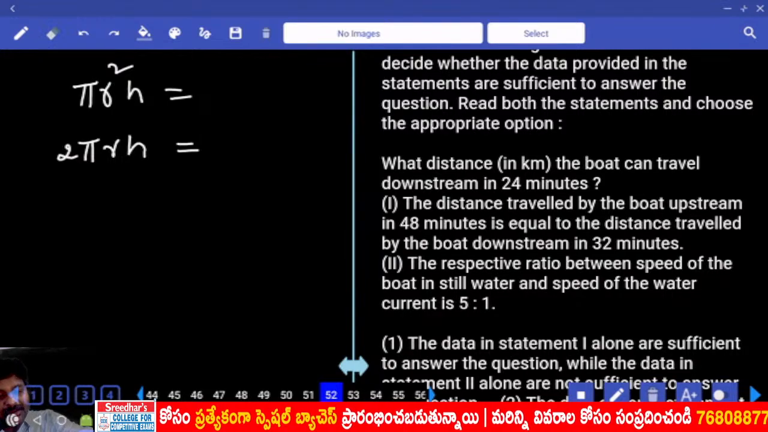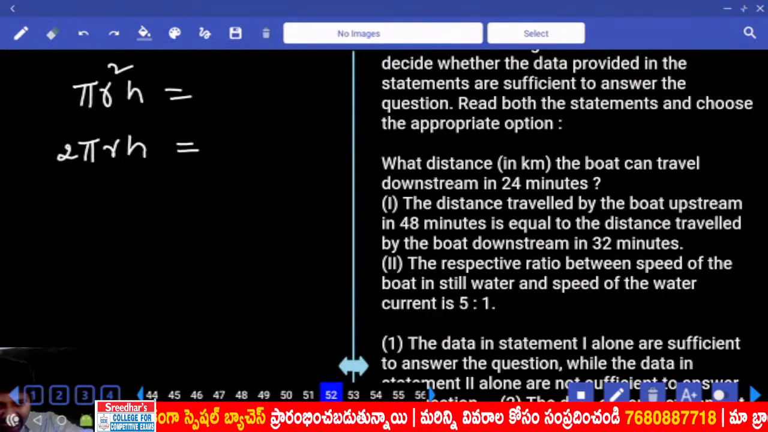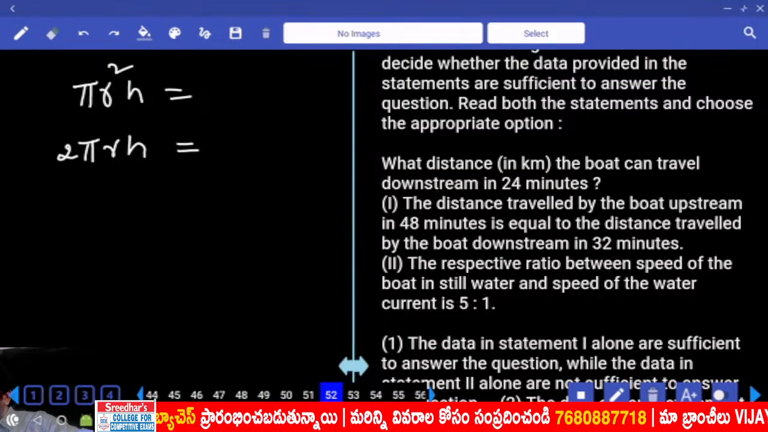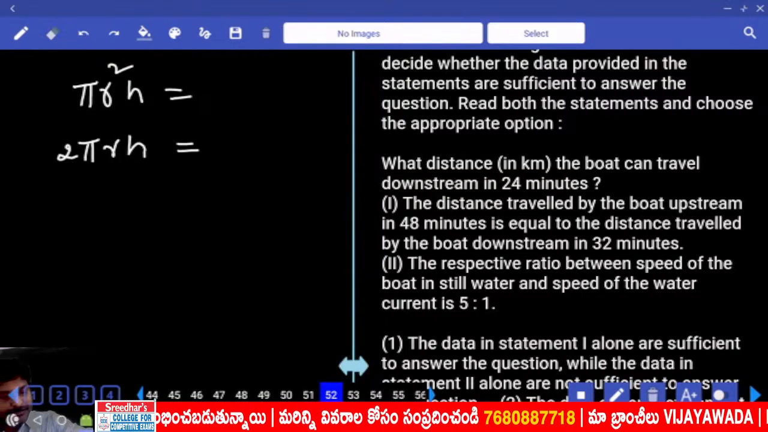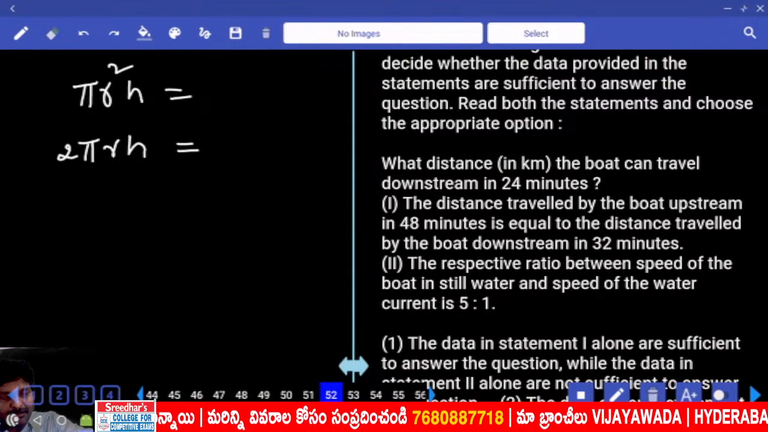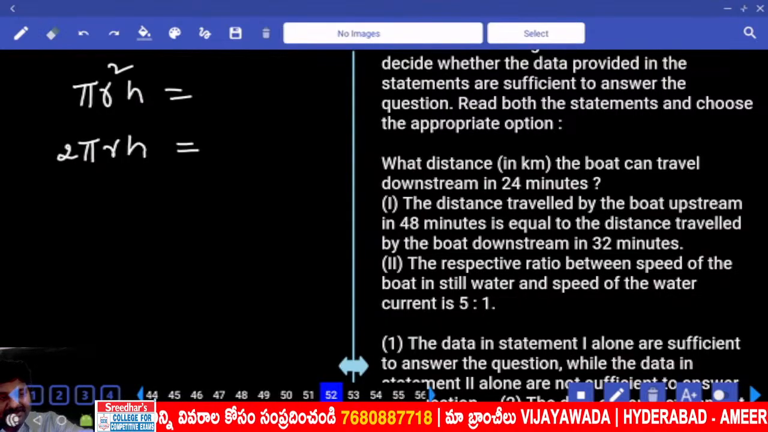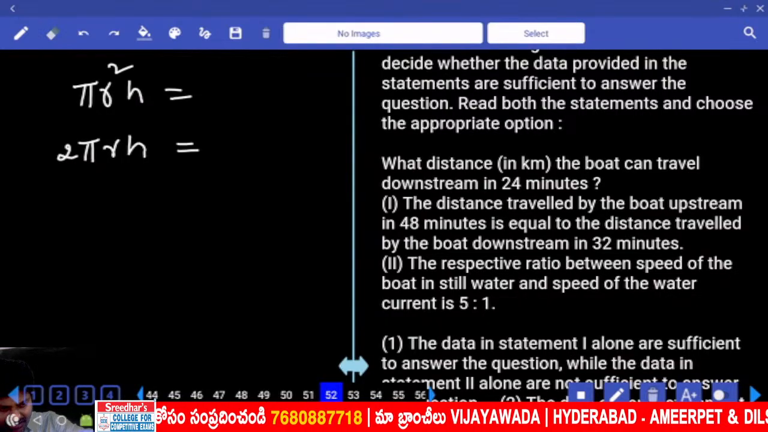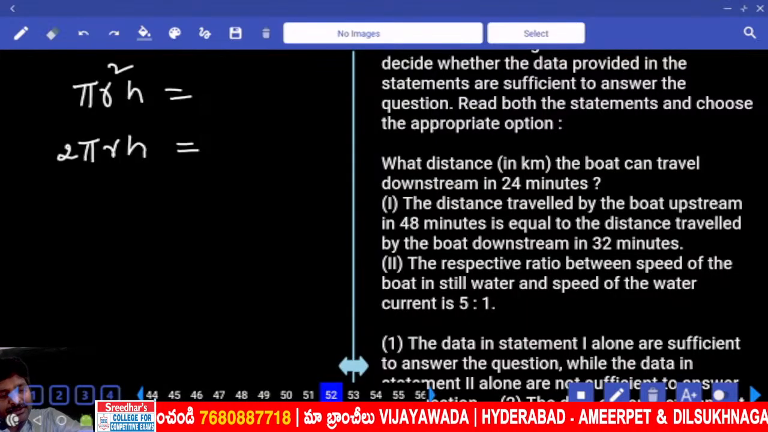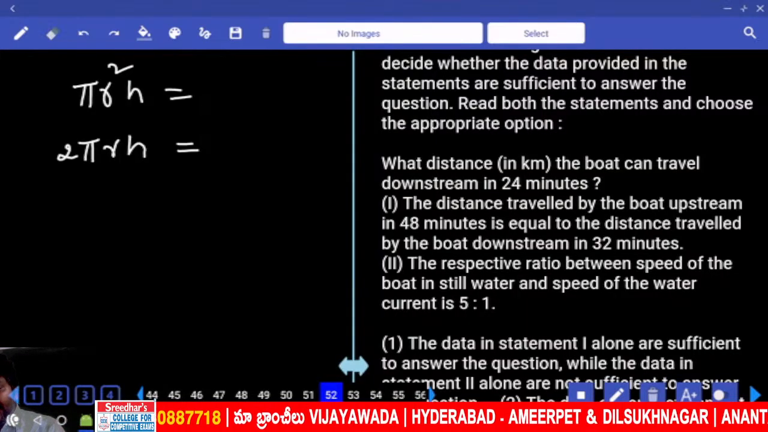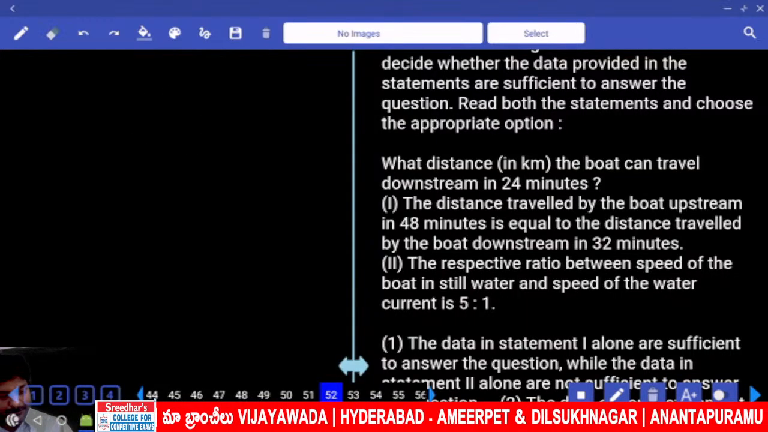What distance can a boat travel downstream in 24 minutes? So we need to know m. Distance traveled by the boat upstream in 48 minutes is equal to the distance traveled by the boat downstream in 32 minutes.